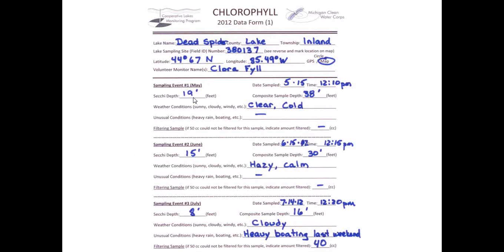It says Secchi depth on here. In order to do this properly, you do need to do a Secchi disk measurement too, and I'll tell you why in a second. So there's a spot for the Secchi depth. There's also a spot for the composite sample depth. In this example, it's 38. You notice that's twice the Secchi depth. So you take the Secchi depth and you double it, and that's what you call your composite sample depth. And I'll show you what that means in another graph.